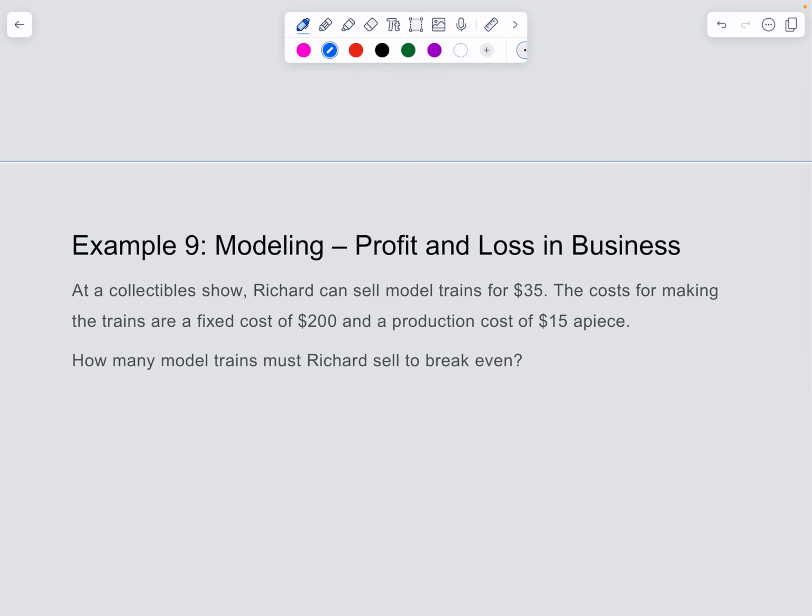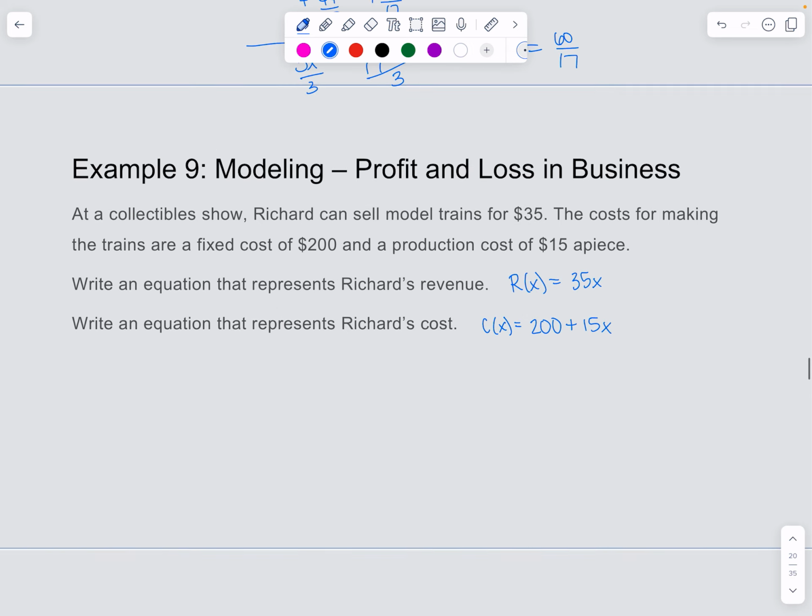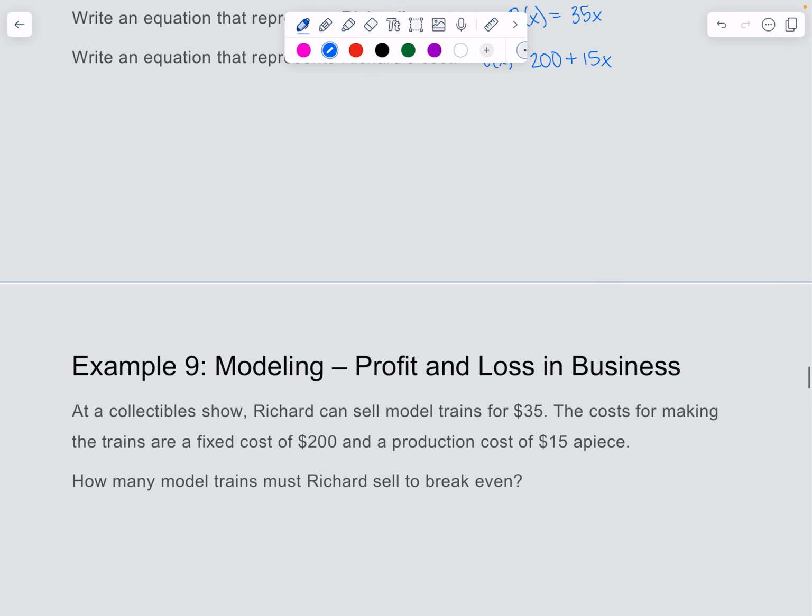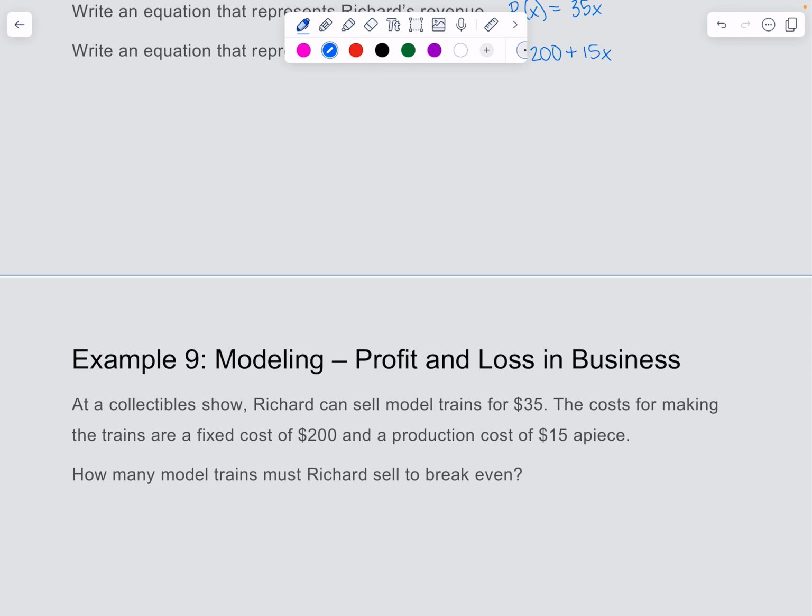So how many model trains must he sell to break even? Well, in order to break even, what does that mean? That means that however much money he made is the exact same as how much it cost to make them. Like, he didn't make any profit, he just broke even. So we'll set those two equal to each other.